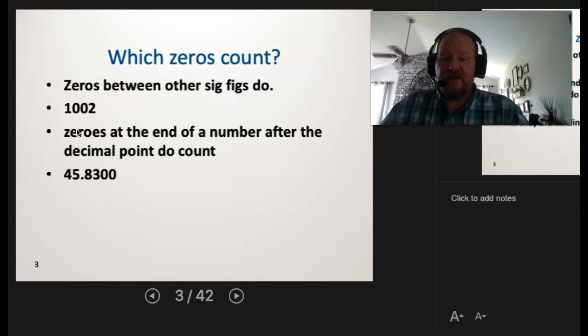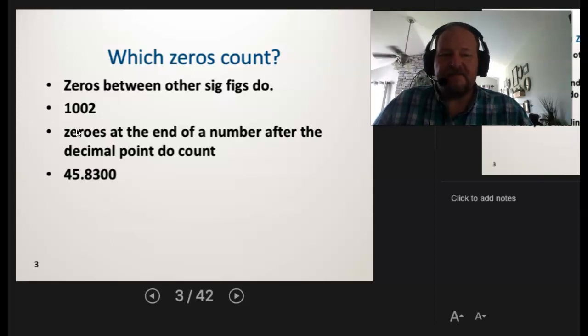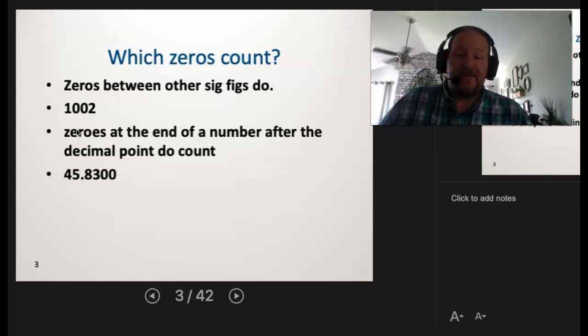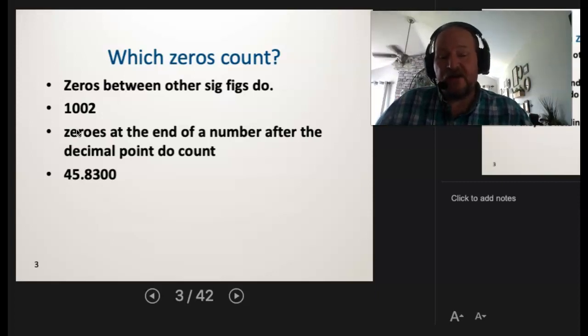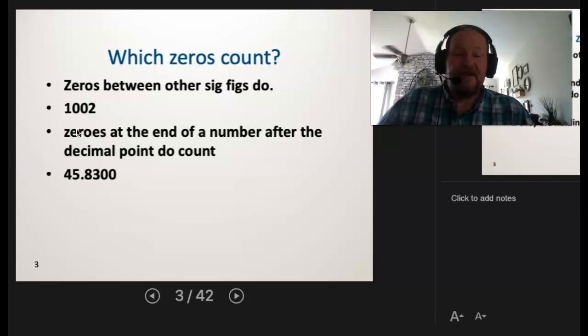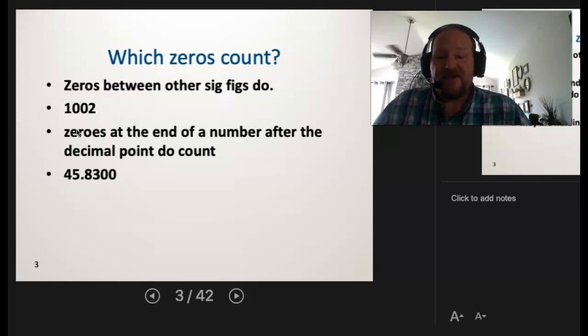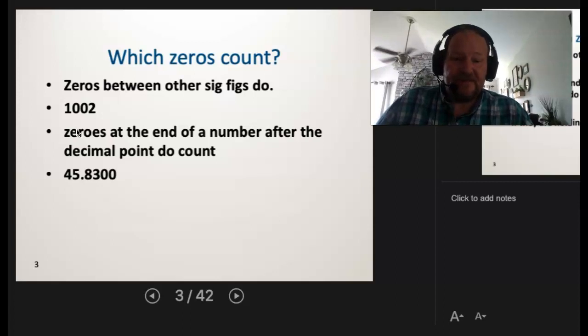Now, zeros at the end of a number after the decimal point do count, and that usually throws people for a loop. But if I look at 45.8300, those two zeros actually count. It seems weird, they shouldn't, and that makes sense if you're struggling with that. Here's how I need you to think about it. If I had $45.83, would I need to tell you those two zeros are at the end? In other words, the magnitude of the value would be exactly the same with or without those zeros. So, from the chemist's point of view, if I took the time to write those zeros, they must mean something. And here it means they do count. That measurement measured out to the 10,000ths, so the 10,000ths place was the estimate.